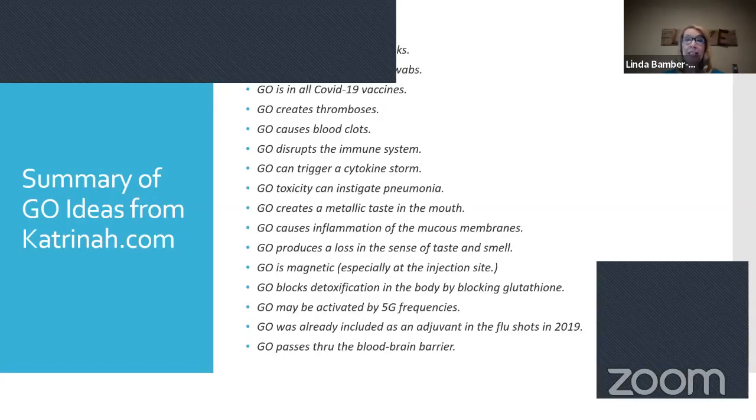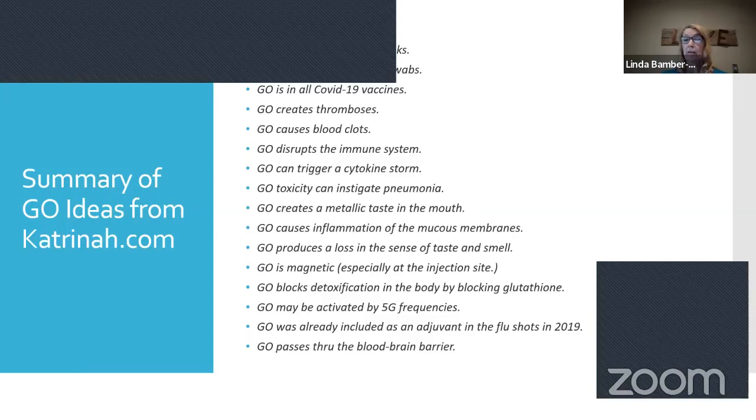And I think I've seen that, because there are several videos on the internet where they show an unopened PCR test swab, and you hold your cell phone up to it or something, and it will actually glow, because graphene oxide does conduct electricity so well and so quickly. That's one of the things that really fascinated scientists. So it can cause blood clots. It messes up the immune system. It could be connected with pneumonia.